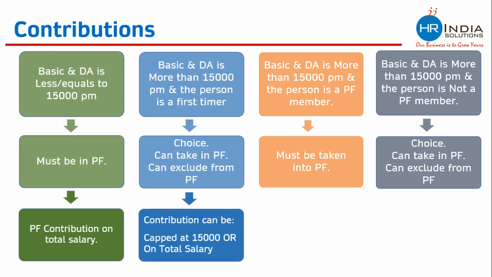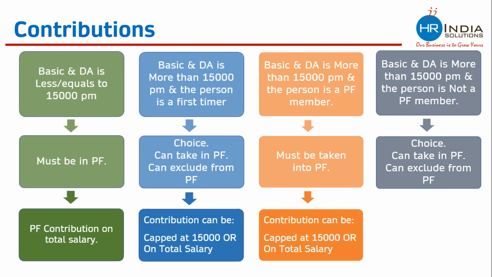The choice is for both parties. If the company wants, it can say that it will not pay on the total salary but on 15,000 only. The employer or company is legally correct. The employer has the same choice: if they want to pay on the total salary, they are free to do that. In the case of more than 15,000, again the same option is there. Both parties can either limit their contribution at 15,000 or pay on the total salary.